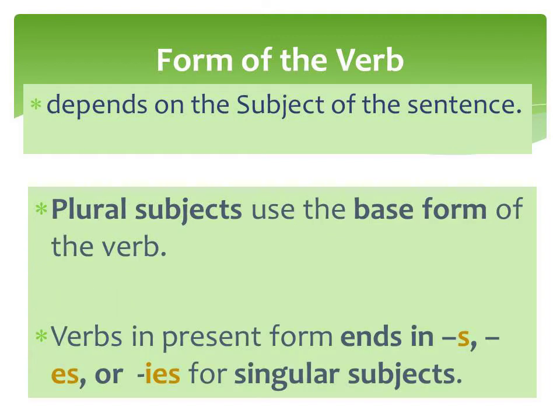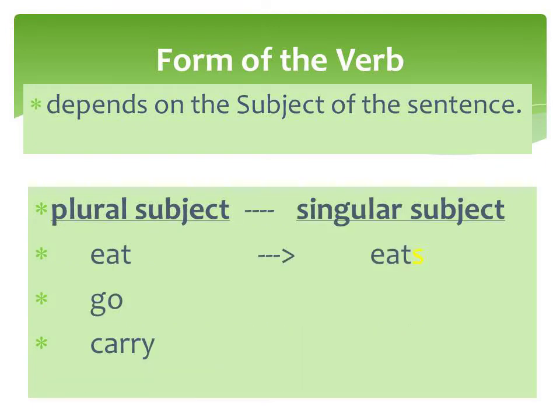Now, for singular subjects, that means you have only one subject. The form of the verbs ends in S or ES or IES. So for example, the word eat becomes eats. Go becomes goes. And the word carry becomes carries.